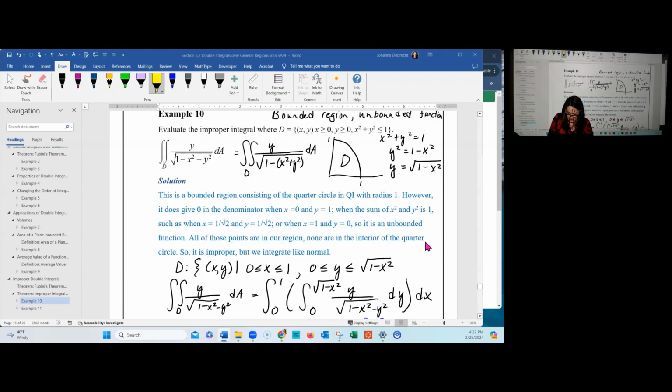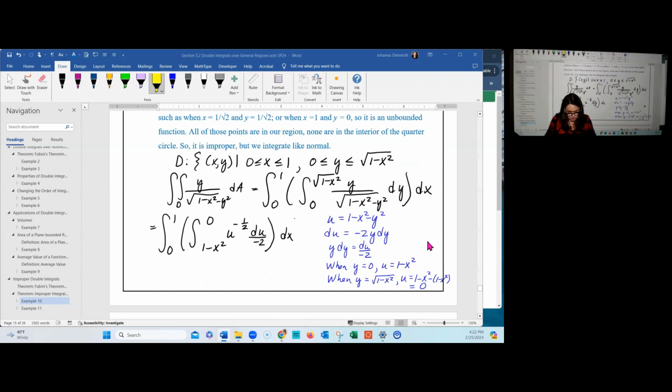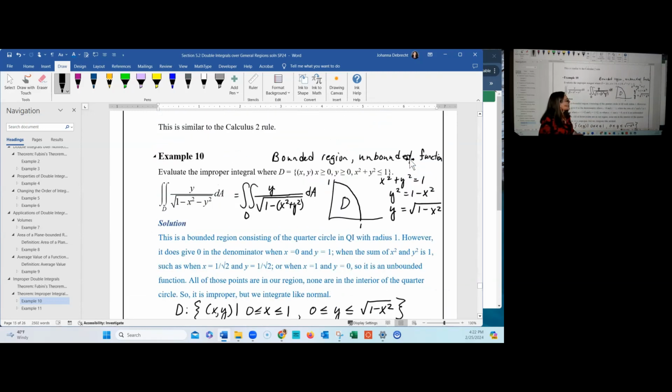In this case, I went ahead and wrote the expression for the region D over which we're integrating as the set of all ordered pairs such that x is between 0 and 1 and y is between 0 and the square root of 1 minus x squared. Note that the square root of 1 minus x squared is coming from the fact that on the quarter circle, x squared plus y squared is 1, so y squared is 1 minus x squared, and we get the square root of 1 minus x squared, giving us part of the top half of that circle.